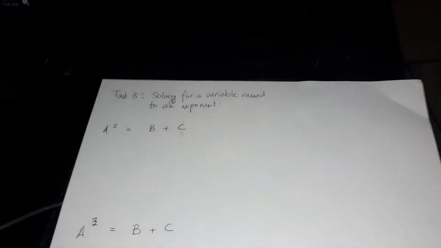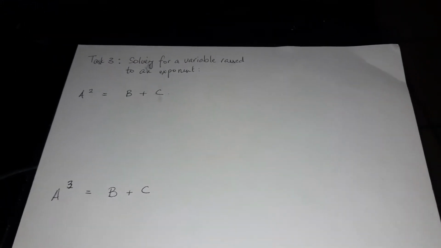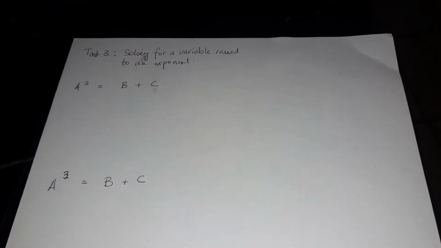Alright, so moving on. Task 3 will be for solving for a variable raised to an exponent. So whenever you have a variable raised to an exponent and you want just the letter here, you have to multiply it by 1 over the number that it has. For instance, a squared multiplied by 1 over 2. This 2 is actually over 1, so these cancel out.